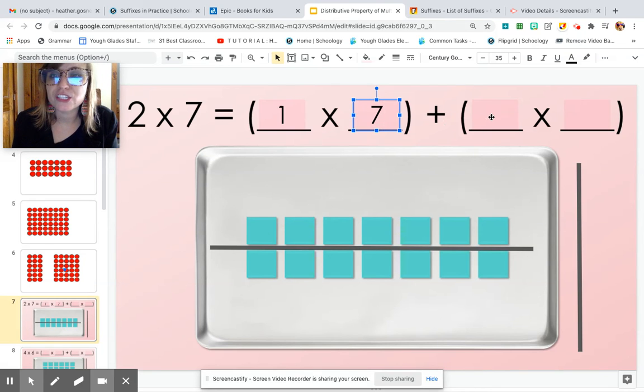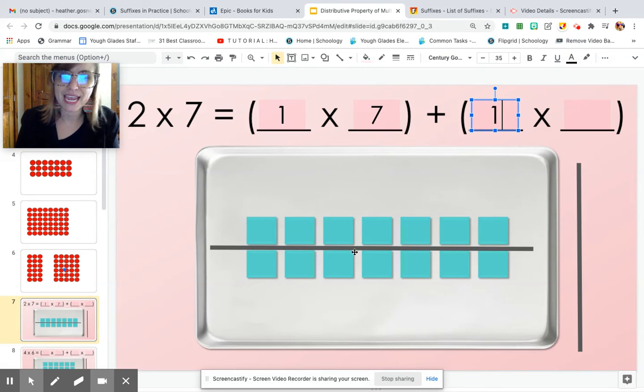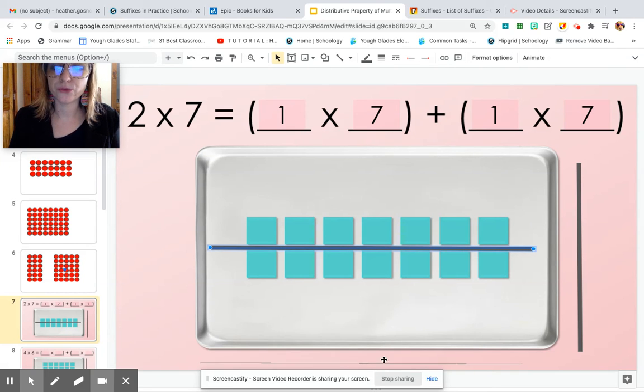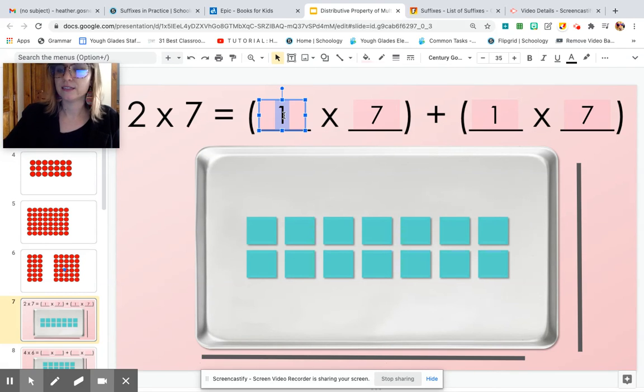Now, I also know that on the bottom I have an array that represents 1 times 7. Super easy, right? So I know that if I was to put these 2 pieces back together again, these 2 arrays, 1 times 7 is 7, and 1 times 7 is 7. I know that if I take 7 and 7 and add it together, I would get 14, and that would be my answer to 2 times 7. Let's look at another way we could have split this. Distributive property. Let's see.